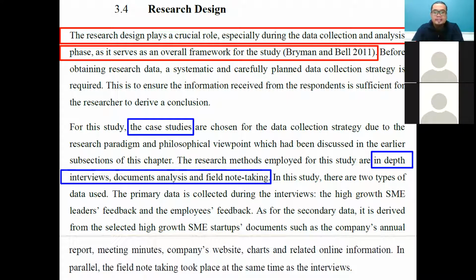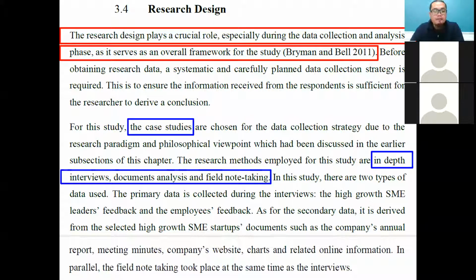Next, in the study there are two types of data used, primary and secondary. Okay, so they also refer to many documents: annual reports, meeting minutes, the company website, and related online information.